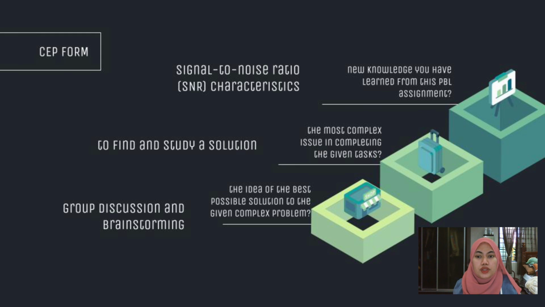Lastly, how did your group come up with the idea of the best possible solution to the given complex problem? For our group, the idea of the best possible solution to solve the challenging problem of communication system noise impairment that gives a variety of technical specification and limitation for analog receiver amplifier and chamber came from group discussion and brainstorming to get the effective solution for this PBL assignment.